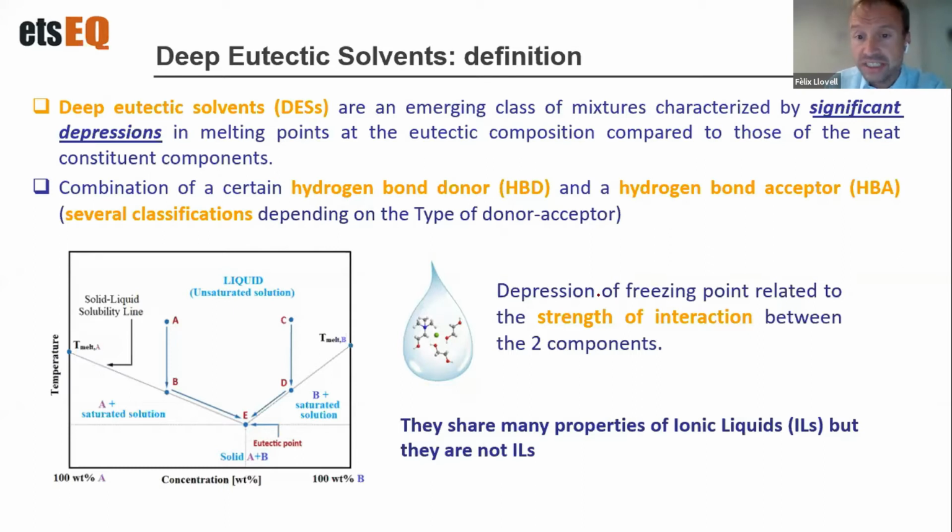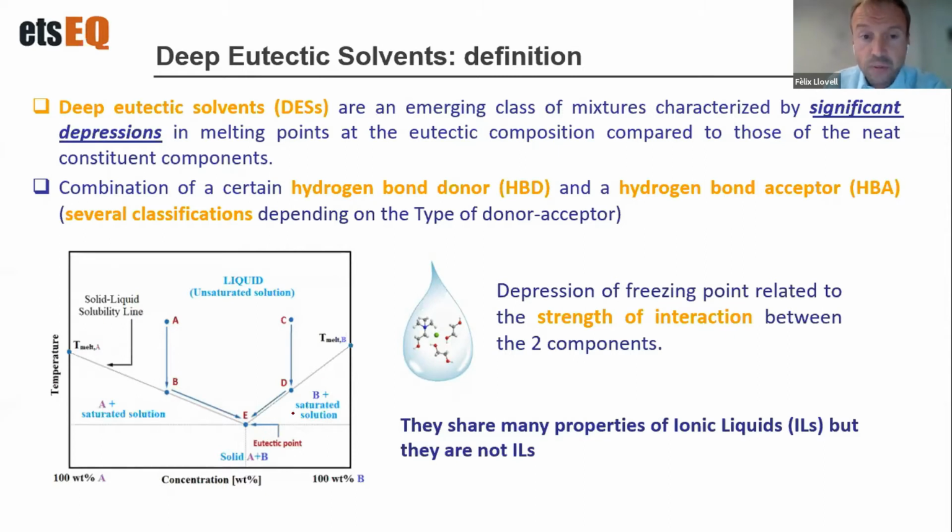And this depression is related to the strength of interaction between the two components, which typically create a strong network of interactions, typically called hydrogen bonding interactions, although we will later see how there are many different types of interactions occurring in the system. With this definition, we could understand that deep eutectic solvents are just a eutectic mixture, as is shown in this diagram here on the left side of the image, just a typical solid-liquid equilibrium line.